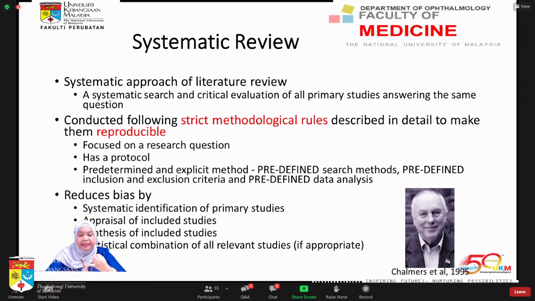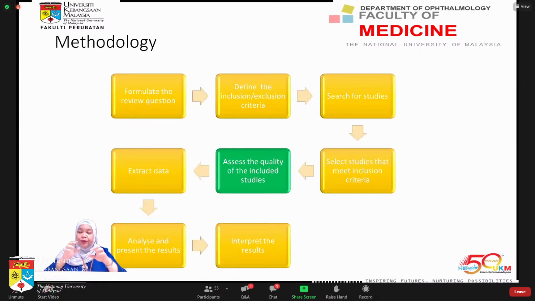And then the beauty is that you critically appraise and synthesize the included studies. And when you have enough studies of good quality, you can statistically combine all relevant studies as if you were doing one big study. And the beauty is it's not only in Malaysia, you can combine all the studies in the whole world. So your study will be very powerful.